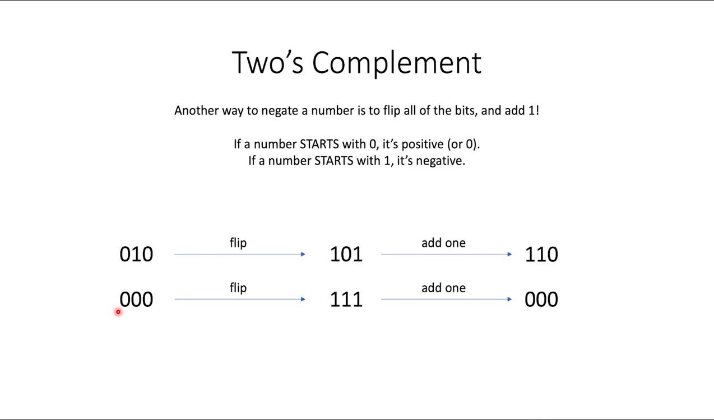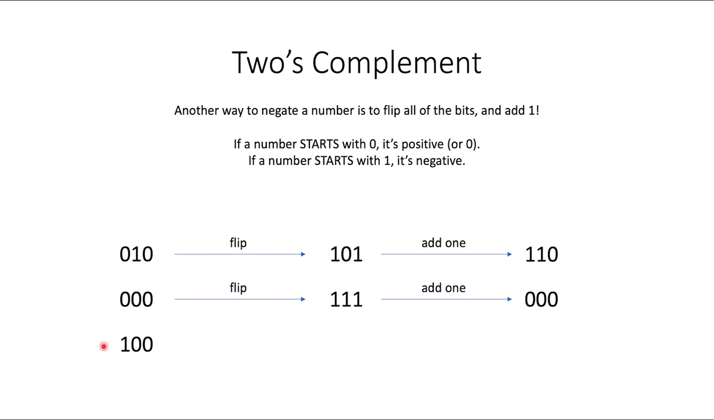So 0, 0, 0, once gone through this negation process where you forget the most significant digit, if there is an extra one, negates to 0. And this is good because now we have 0, and if you take negative 0, you just get the same binary expression for 0, which is what you'd expect.